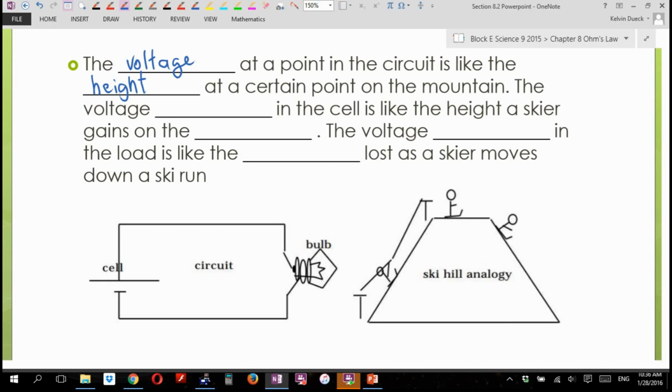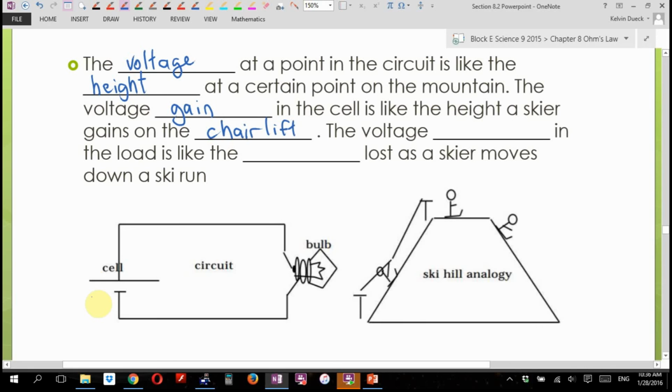This is going to be my analogy. This will work pretty good. So the voltage gain that you gain in the cell is like the height a skier gains on a chairlift.